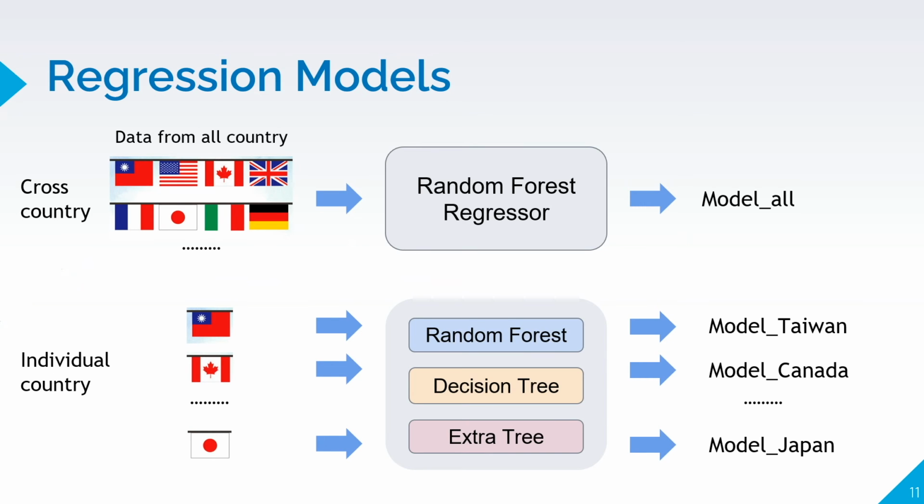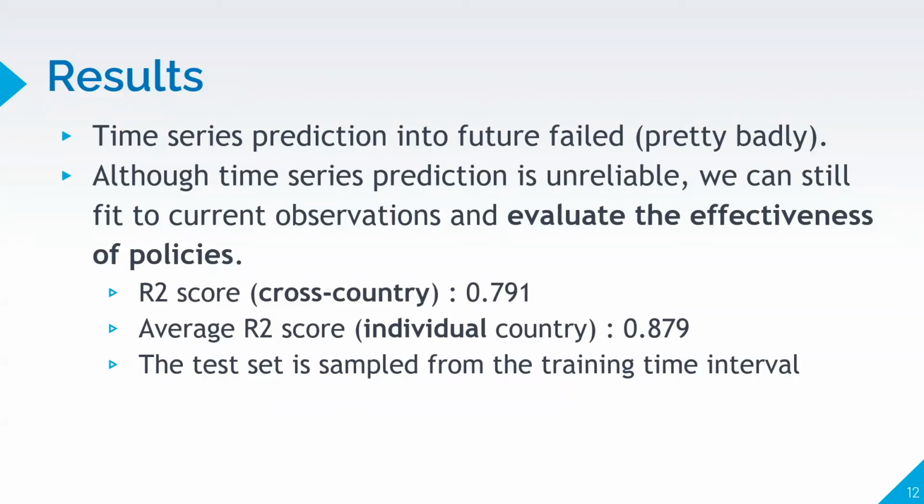Here we adopted 2 ways of training models. The first model is trained on the policy data of all countries, and we also tried training a model for each individual country. The results show that time series prediction into the future failed. However, we can still fit current observations and evaluate the effectiveness of policies. The R-squared scores of both the cross-country model and the individual country model are acceptable.